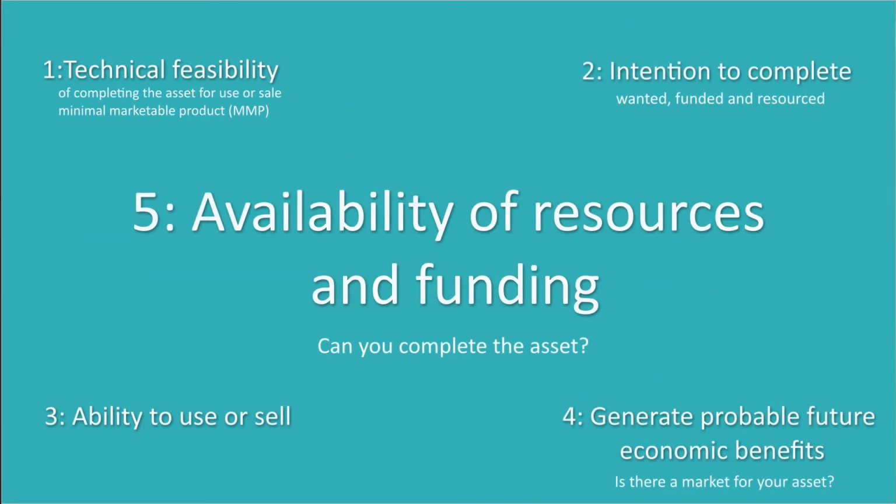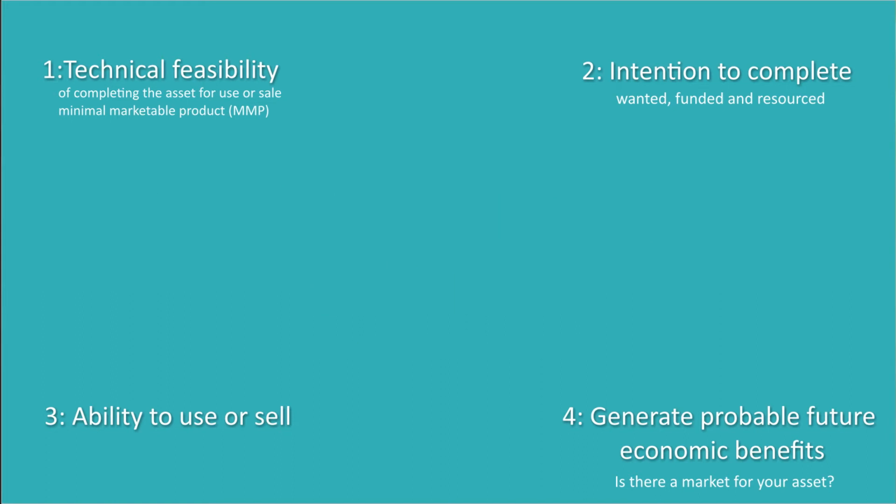The 5th criteria is almost a variation on the 2nd criteria, whereby just because you intend to complete something doesn't mean that you can. The 5th criteria looks at whether what you need to complete the asset is actually made available to you. You may have the best intentions in the world, but until you get the adequate technical, financial, and other resources you actually need to be made available to you, it may not happen, and your asset may not actually get built.